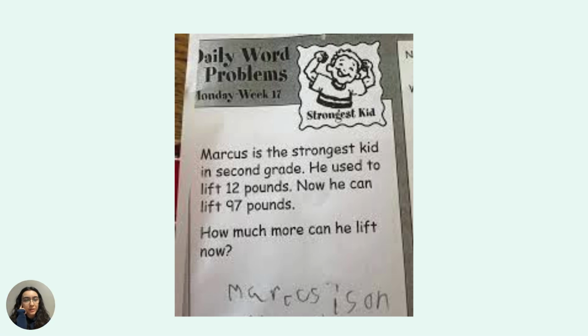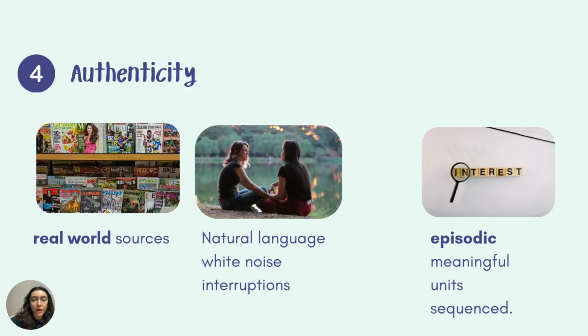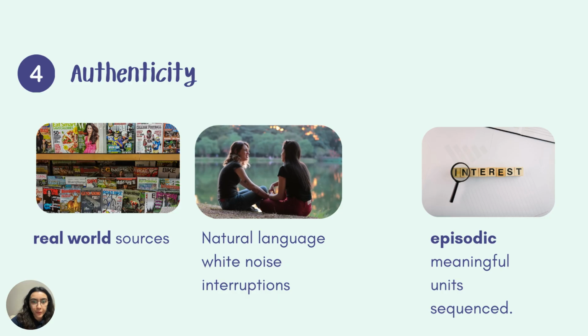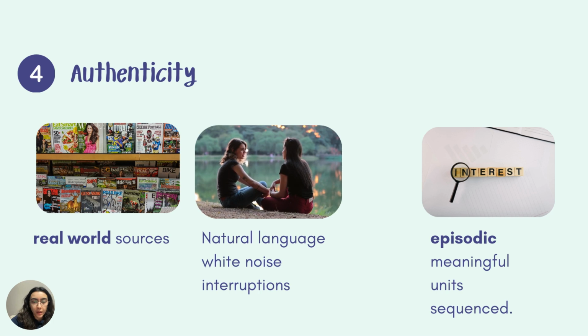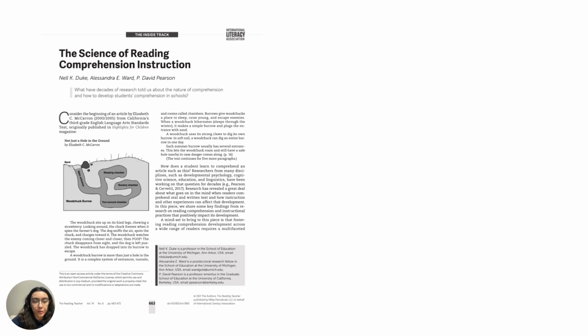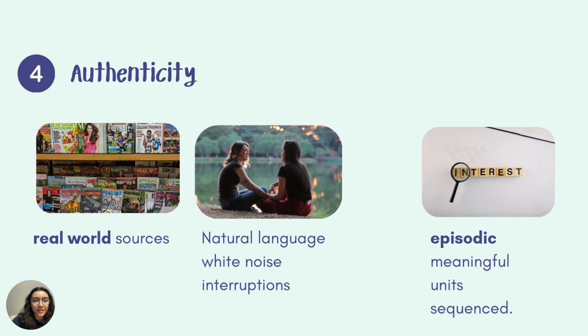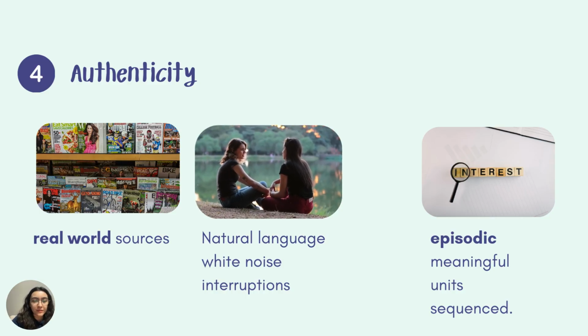Here is another nice example for keeping it in context. So it's for young learners, and they might have fun. This is an example for authenticity, like real life, real world sources. For example, here, you can use these kinds of paragraphs.